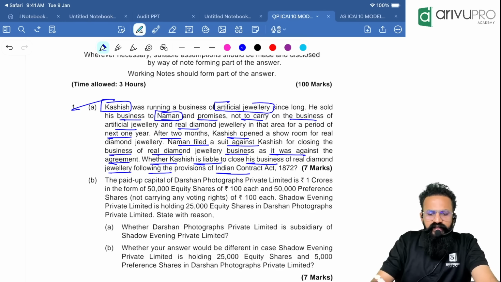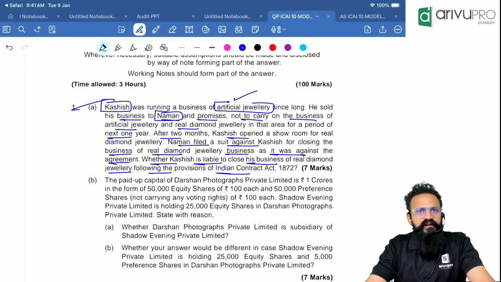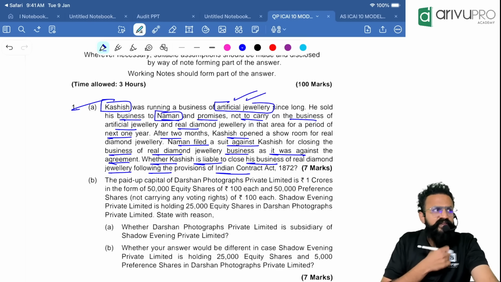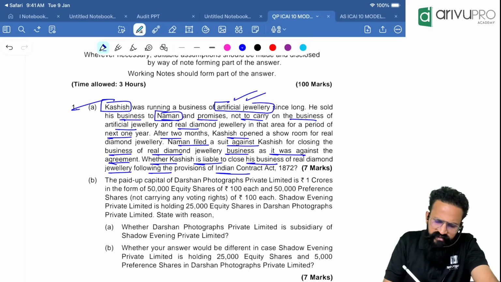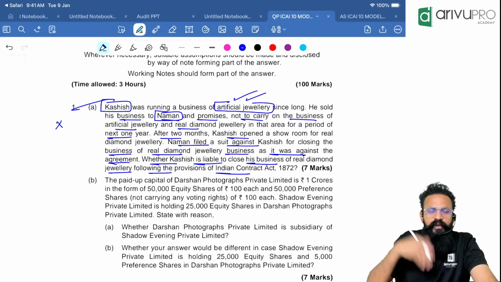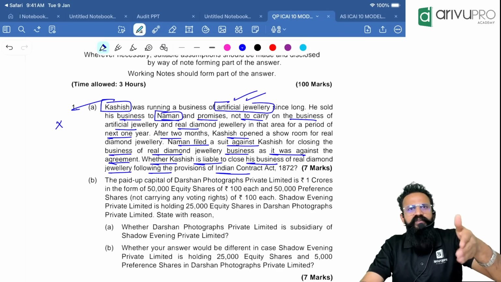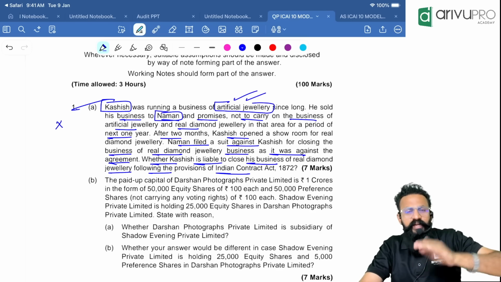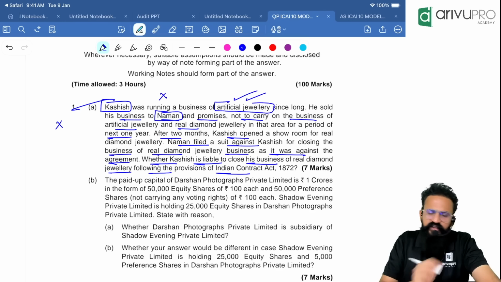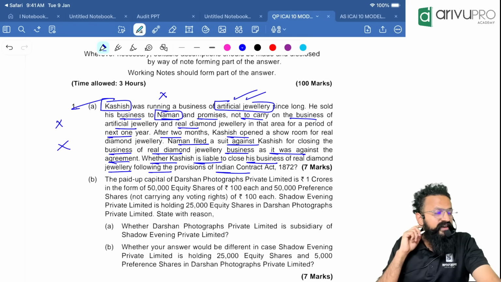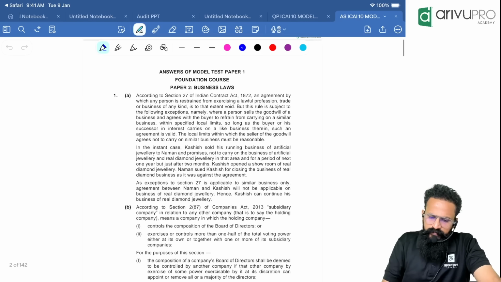Now try to think. People, whenever I say that you cannot carry on a competing business, whatever you have sold, you cannot carry on the same business. The restriction always applies to the same business, people. That is artificial jewelry. With regards to real diamond jewelry, there is nothing that we have agreed, and nothing that I have been doing in real life. So remember, whatever is considered anti-competitive, it will always be only for the business that I have been doing and whatever I've sold to you. With regards to the real diamond business, that is nowhere covered in this particular scenario. So the answer is, people, no, the real diamond business will not be considered a breach of contract. Kashish can carry on the real diamond jewelry business. That is what you would have said.